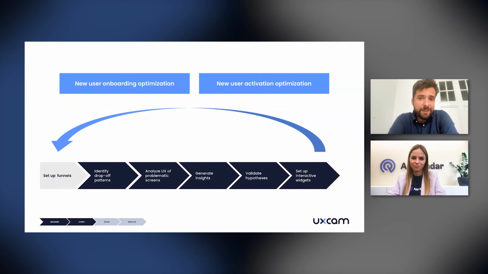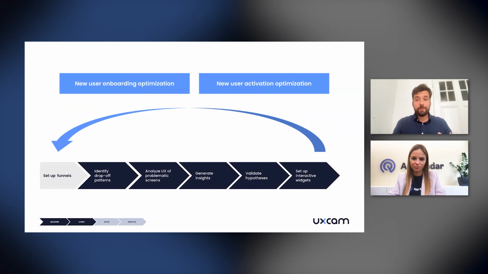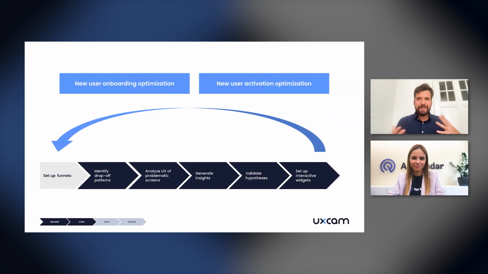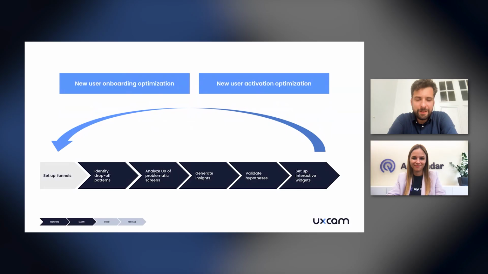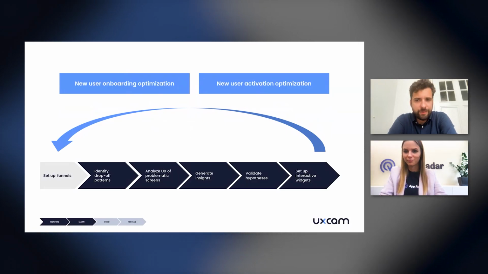And once you have identified problematic screens in your app that are driving drop-offs, you can dive into a qualitative user analysis to learn more, to actually get some answers, right? As we mentioned before, existing analytics will probably tell you the what, but you will be left with a lot of why questions.